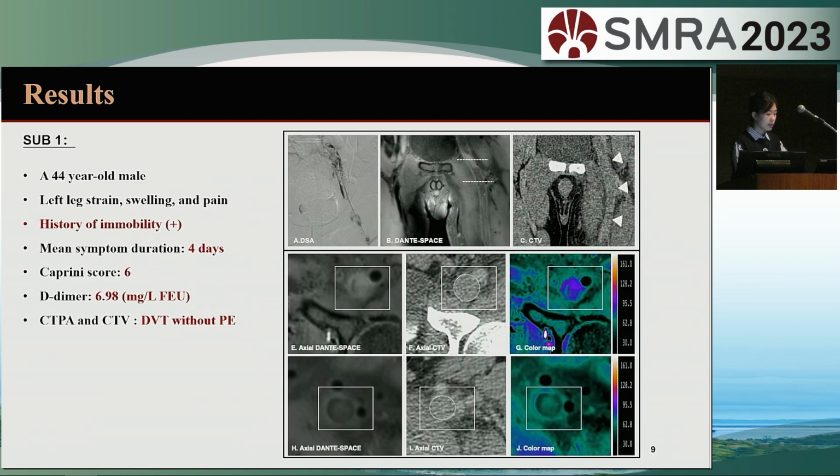This is an example of a 44-year-old male patient with left leg strain, swelling, and pain. He has a history of immobility and the main symptom duration was within 2 days. In CT images, the thrombi were difficult to identify and the boundary was not clear. However, in DantiSpace images, inhomogeneous iso-intense thrombi and hyperintense thrombi inside the venous lumen can be clearly displayed.